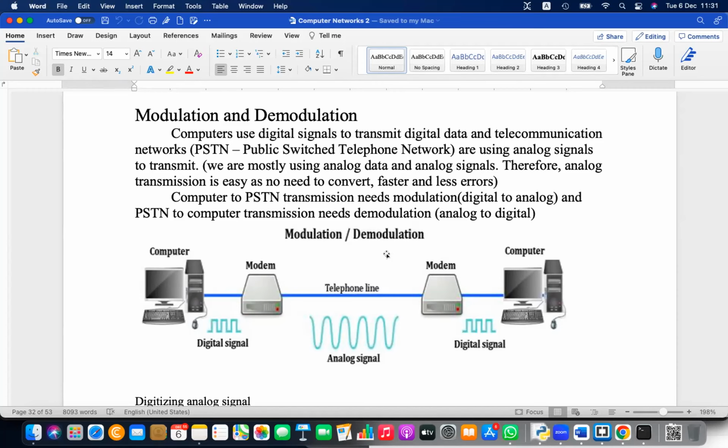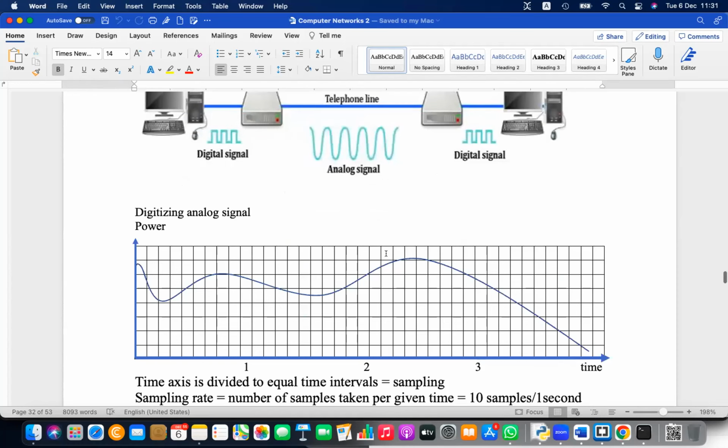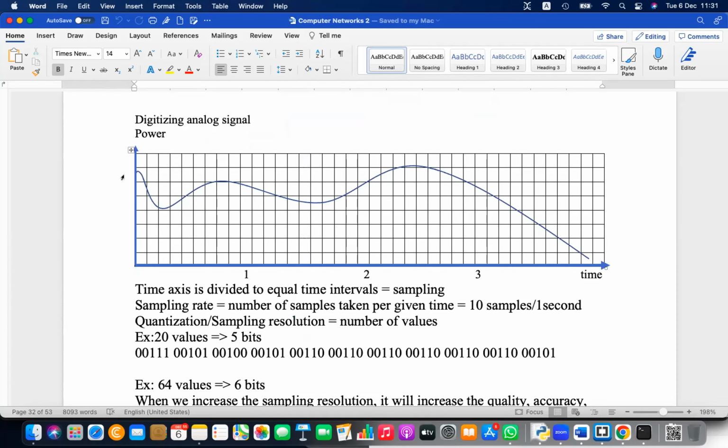Therefore, there is a need for converting digital to analog and analog to digital, and that is what is done by the modulator and demodulator. When digitizing a signal, you need to think about two things: one is quantization, the other is sampling. So I have created a graph. Quantization means the different levels of signals. You are going to divide the y-axis into equal size chunks, equal size slots, and these are the quantization levels.